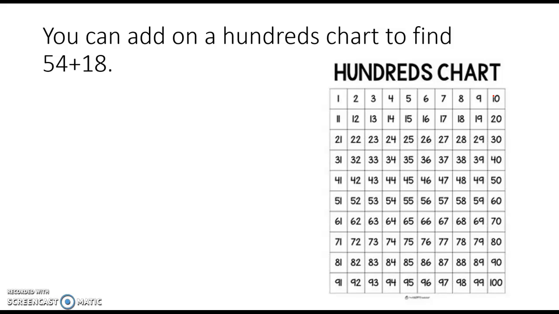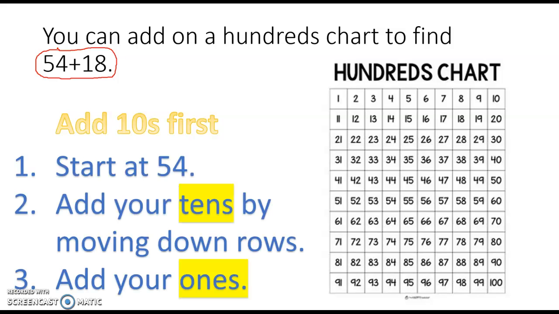So you can add on a hundreds chart to find 54 plus 18. So the problem we are trying to solve is 54 plus 18. One way we can do this is by adding the tens first. So we'll start with 54 because that's the first number. Step 2, add your tens by moving down a row.